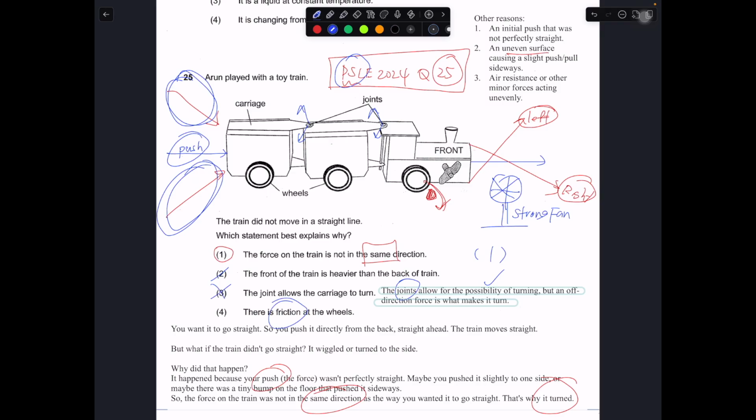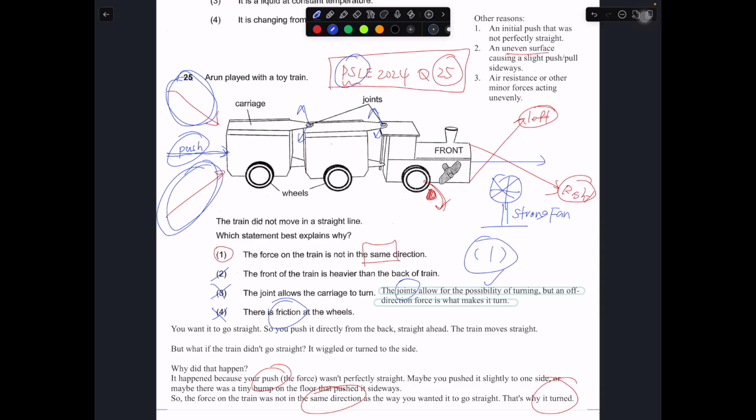For number four, there is friction at the wheels. Yes, there is friction, but this does not explain why the train did not move in a straight line. If you give it a push that is perfectly straight, the train will just slow down and come to a stop eventually due to the friction between the wheels and the floor. But the friction between the wheels and the floor does not change the direction of the train. So the answer is number one.